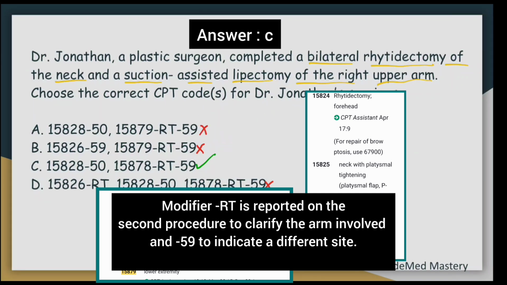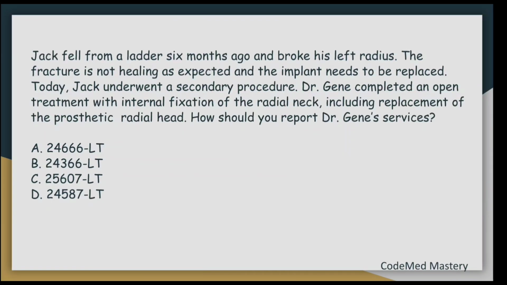Let us solve the next question. You can pause the video and try to solve the question by yourself. Let's discuss. Jack fell from a ladder 6 months ago and broke his left radius. The fracture is not healing as expected and the implant needs to be replaced. Today, Jack underwent a secondary procedure. Dr. G completed an open treatment with internal fixation of the radial neck, including replacement of prosthetic radial head.